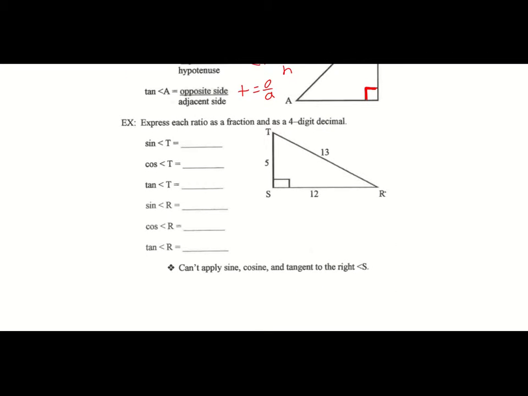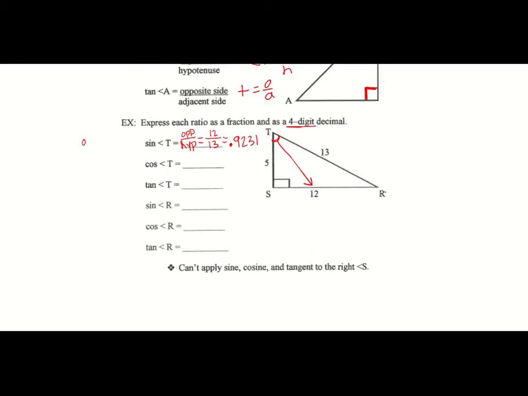So if we look at our example, it says express each ratio as a fraction and as a 4-digit decimal. So if we're looking at the sine of t, sine is opposite over hypotenuse. We'll write that over here, opposite over hypotenuse. So if I look at t, the opposite of t is 12, and my hypotenuse of the triangle is the long side, which is 13. And when I write that as a decimal, plug it in my calculator, if I'm looking for a 4-digit decimal, I'm going to write 4 places after my decimal. So I have 0.9231.